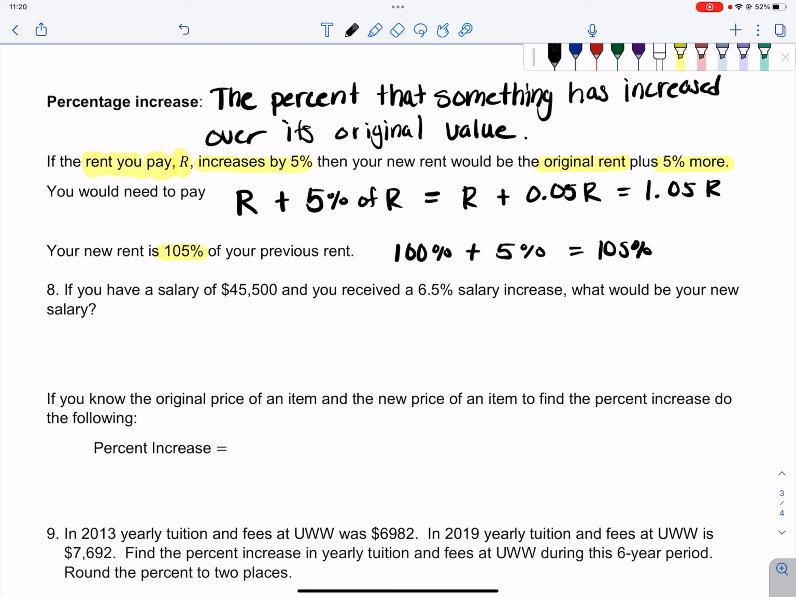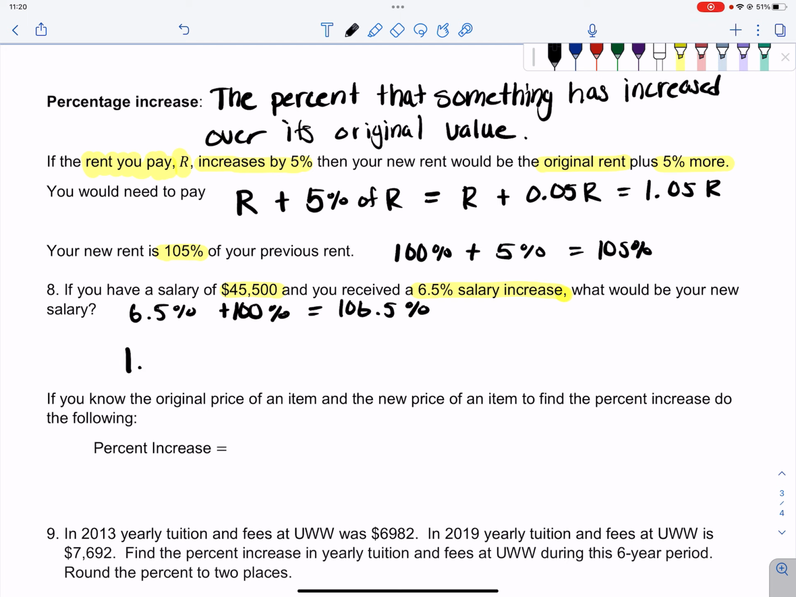So now this next one we're going to work through with a salary, where if you have a salary of $45,500 and you received a 6.5% salary increase, what would your new salary be? Well, this means we need 6.5% for our salary, but then I need to add 100% to that to represent the original amount. So this gives us 106.5%.